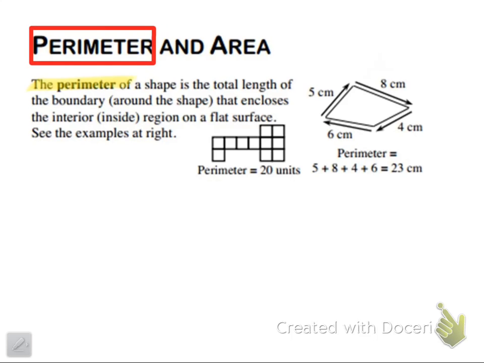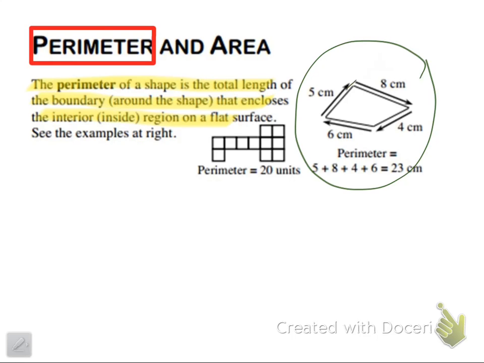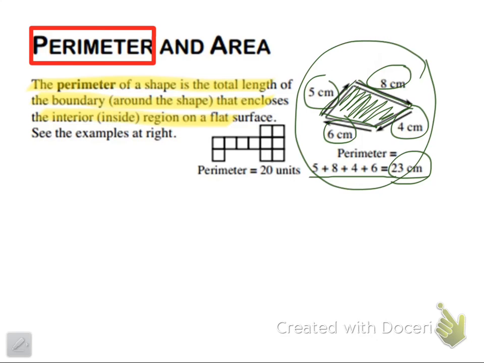perimeter is just the total length of the boundary that encloses an interior region. So, looking at this shape here, we can see that there is the outside region, which encloses an inside region that I'm shading now. And basically the perimeter is just adding up all of the different sides here. So we have 5 plus 8 plus 4 plus 6 is 23. So perimeter is just adding up the outside.